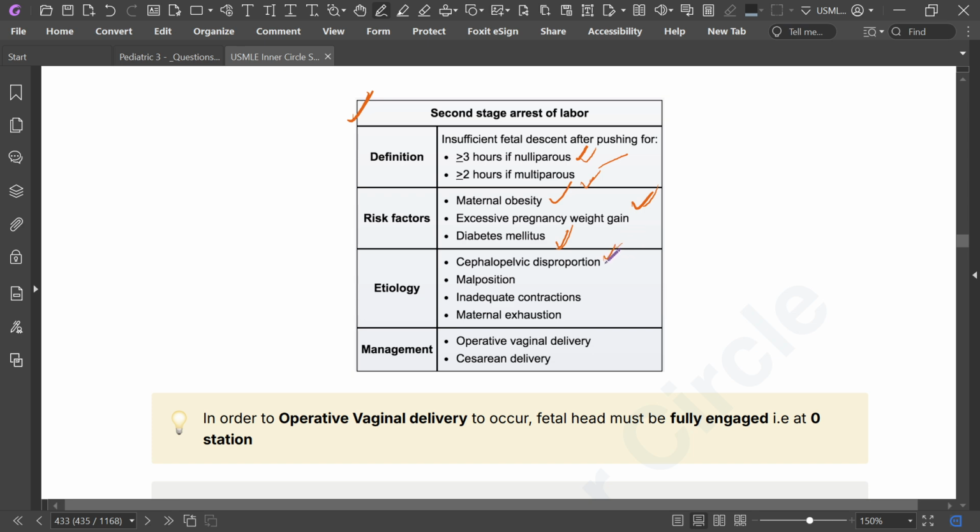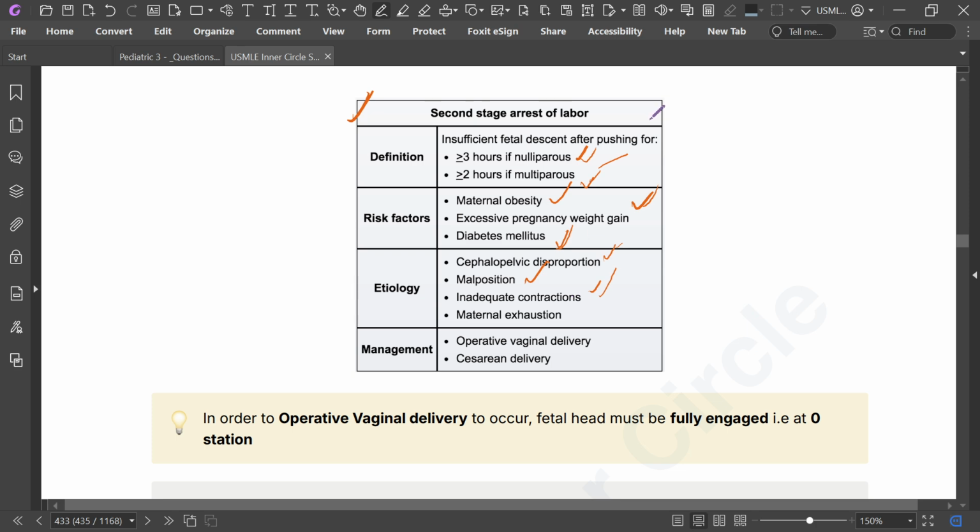Etiology is CPD, cephalopelvic disproportion, malposition, inadequate contraction, and maternal exhaustion. Management is operative vaginal delivery and cesarean section.